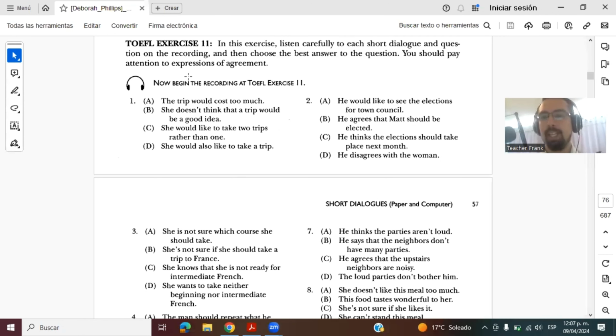Okay, let's check this one. Number 1 is going to be D. She would also like to take a trip. Number 2 is going to be B. He agrees that Matt should be elected. Okay, so number 1, D, number 2, B. Now we're going to go to number 3 to 10. So let me bring it down a little bit.